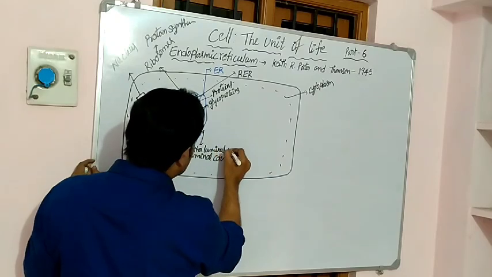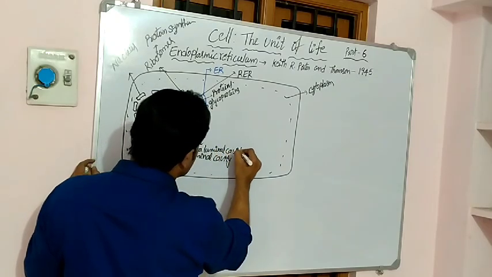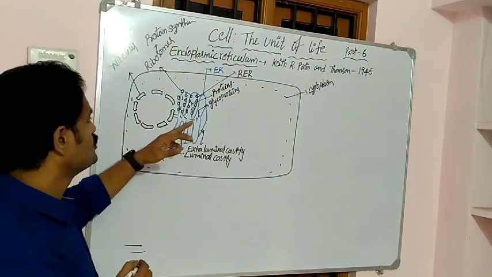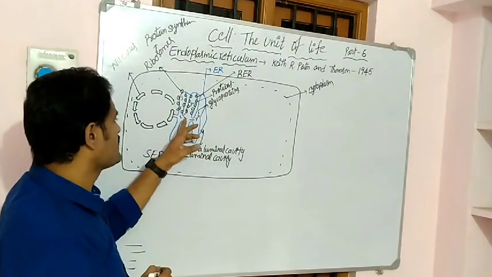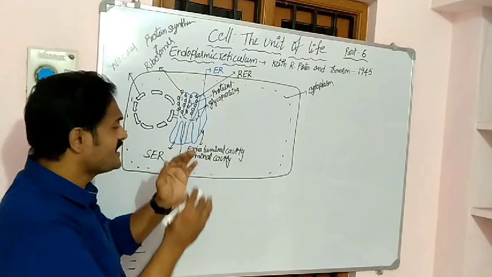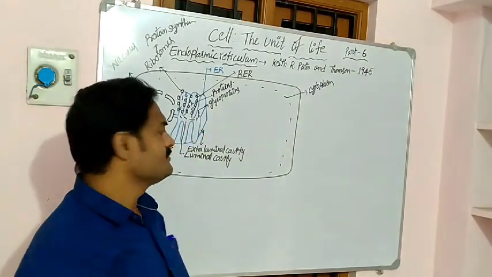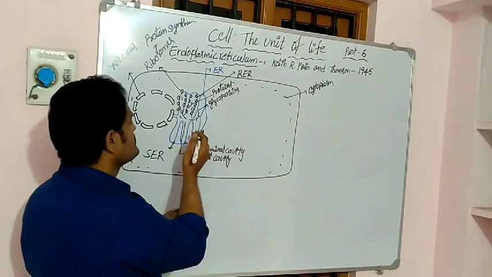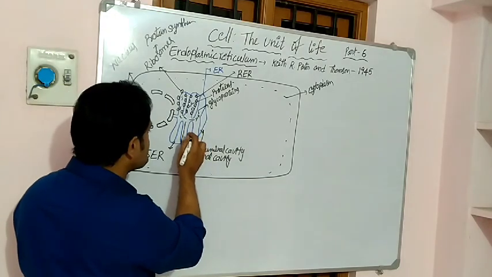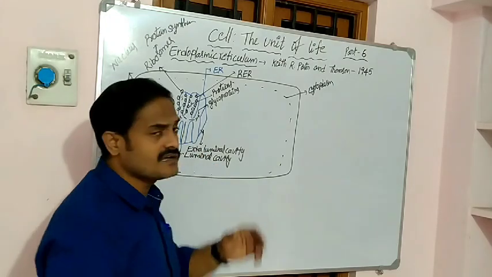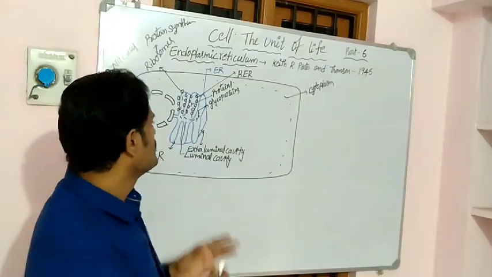Extraluminal cavity. See here, the endoplasmic reticulum has two types of cavities. One is inside the endoplasmic reticulum, the luminal cavity, and outside, in between the folding, there is some space. This space is called the extraluminal cavity.